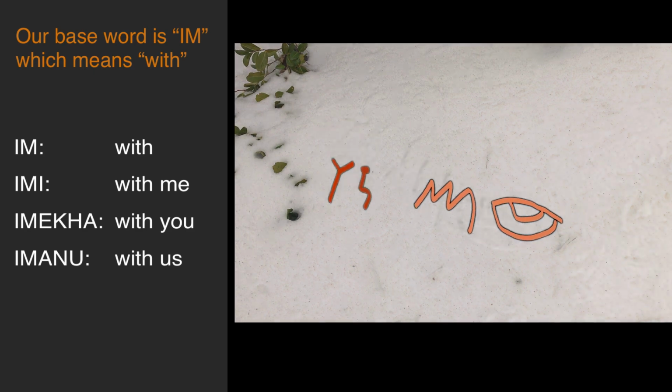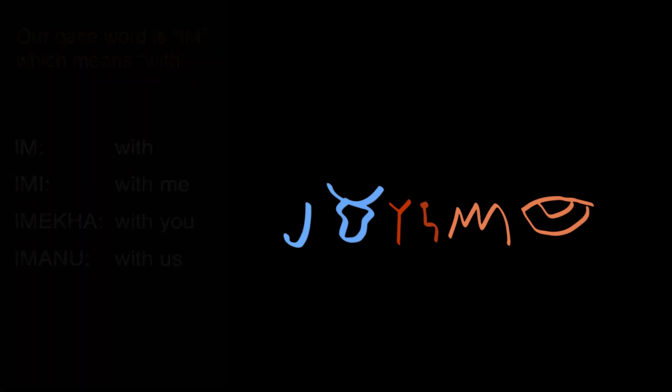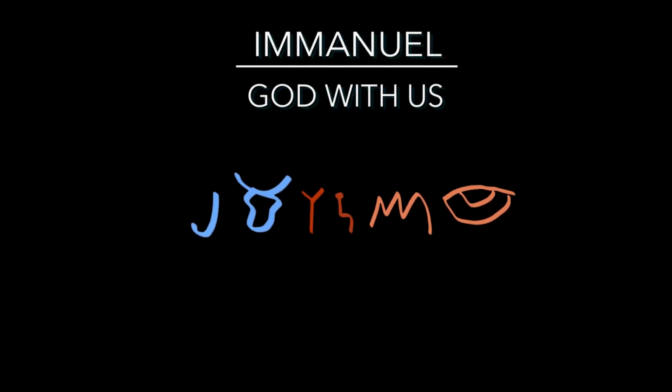I told you I wouldn't ask you any pop quiz questions, but here we go. How would you say God with us? How do you say God? El. Okay, so im anu El. Now say that three times fast. Im Anu El. Im Anu El. Im Anu El. Emmanuel! Emmanuel. God with us. I like that.